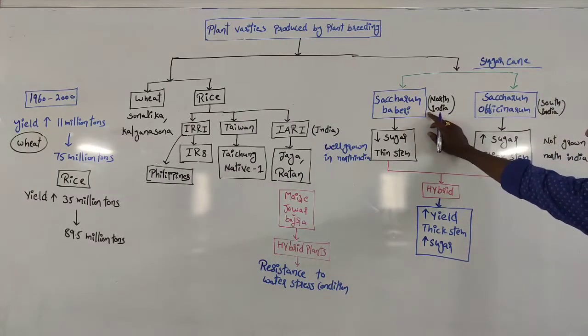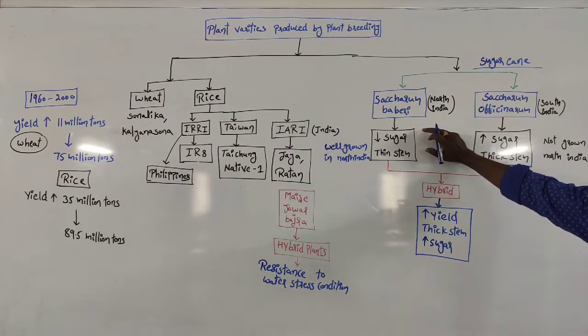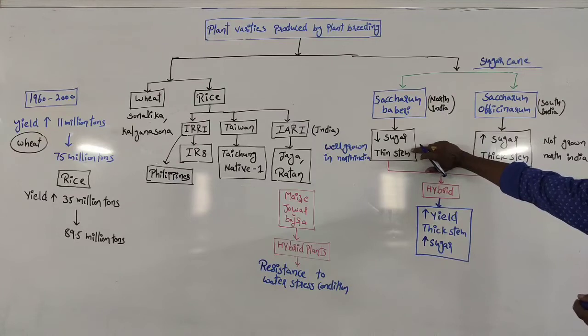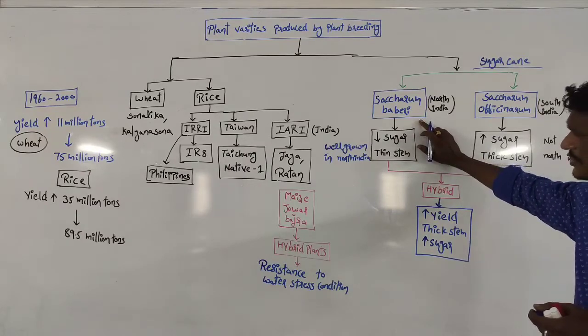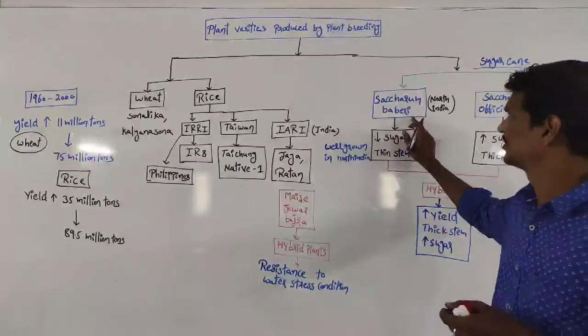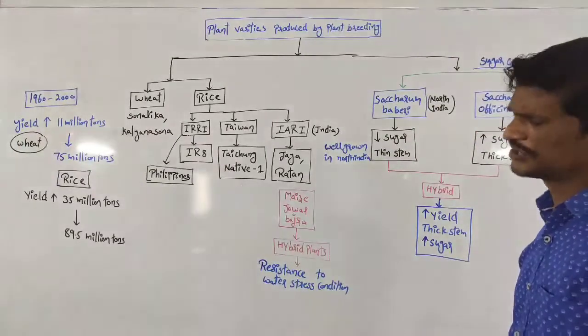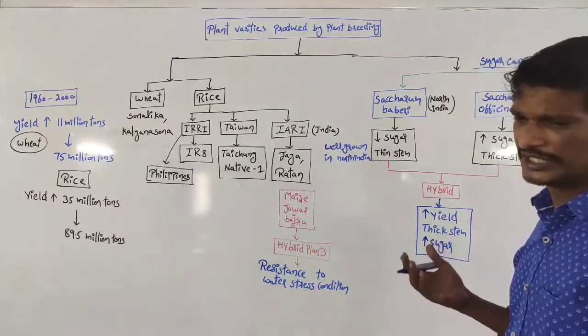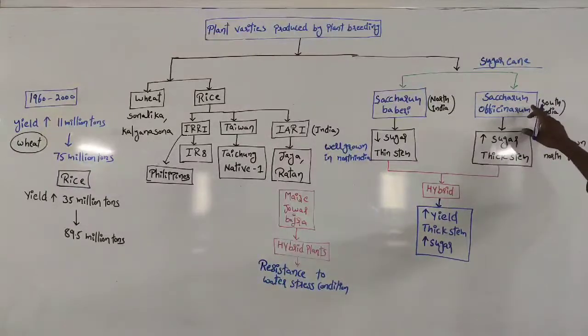Saccharum barberi is grown in North India, but it has low sugar content and the stem is thin. Remember, in sugarcane a thick stem means high yield chances, but here the sugar content is low and the stem is very thin. The advantage is that it grows well in the North Indian region, but the yield is low and the thickness is less.